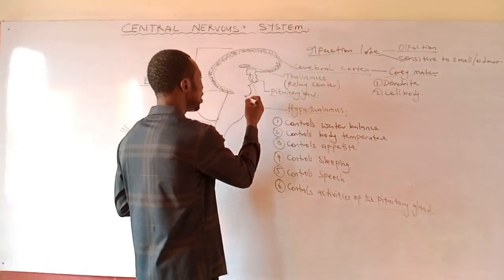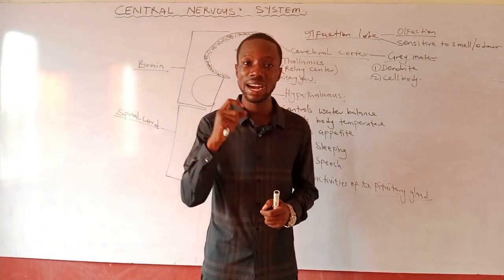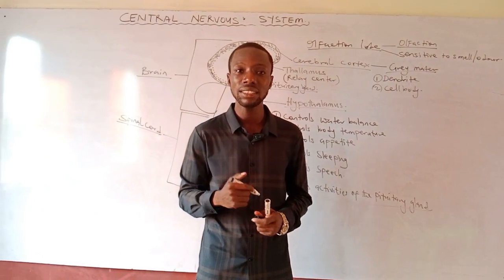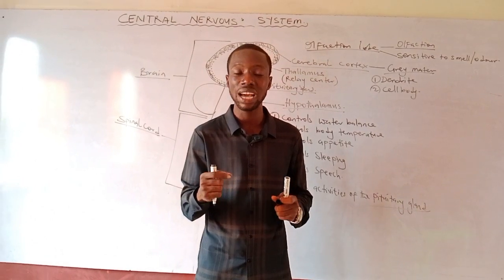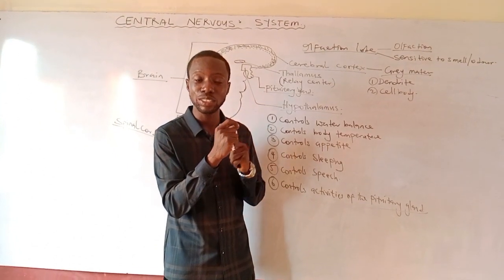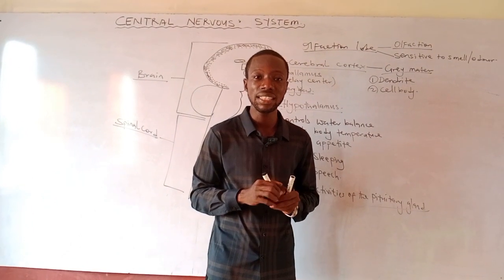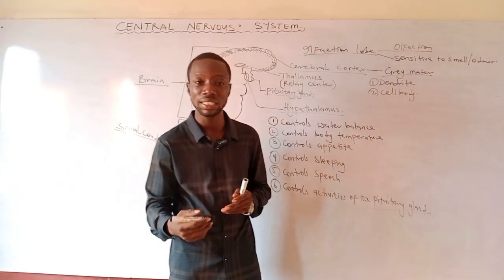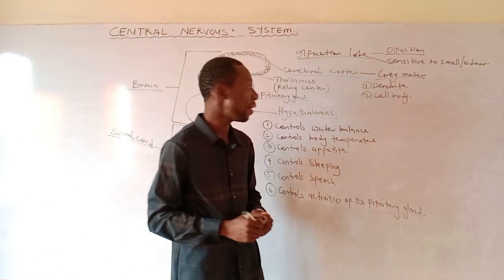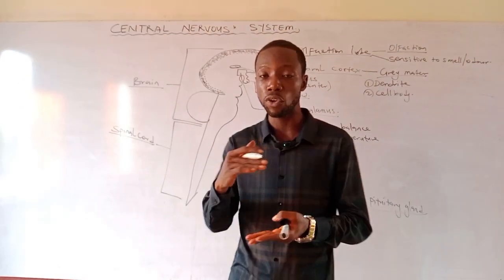The hypothalamus as a gland synthesizes two hormones known as antidiuretic hormone and oxytocin. These hormones are released by nuclei located at the hypothalamus, which are the supraoptic nuclei and the paraventricular nuclei. ADH is the one that regulates the water balance and the body temperature. It increases the blood pressure. Okay? So here we are through with the prosencephalon, the forebrain.